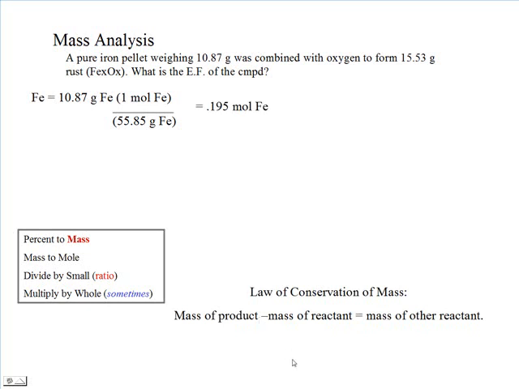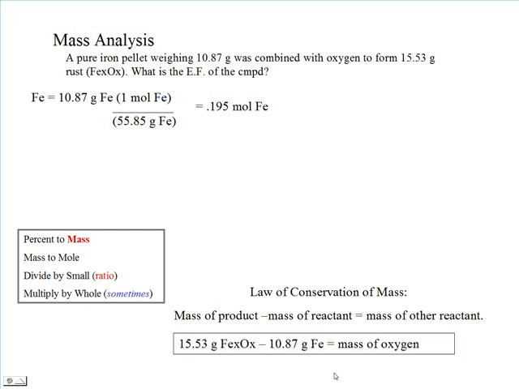The law of conservation of mass states that in a chemical reaction, the mass of the reactants will equal the mass of the products. So if I take the mass of the product minus one of the reactants, I should be able to find the mass of the other reactant. Here, the product minus our iron pellet will tell me the mass of the oxygen. It's 4.66 grams.